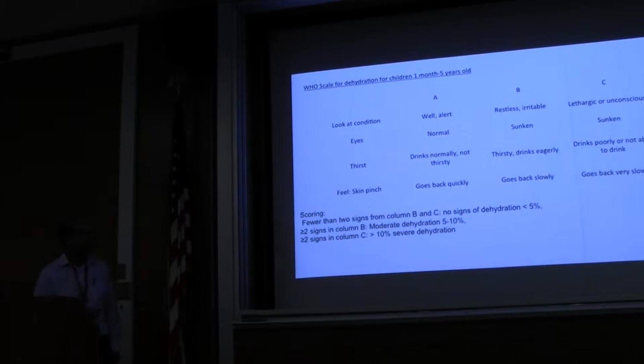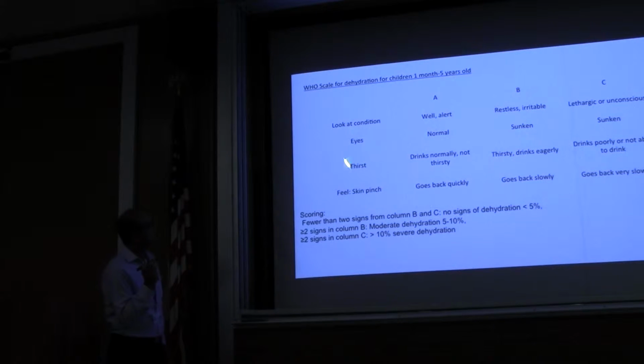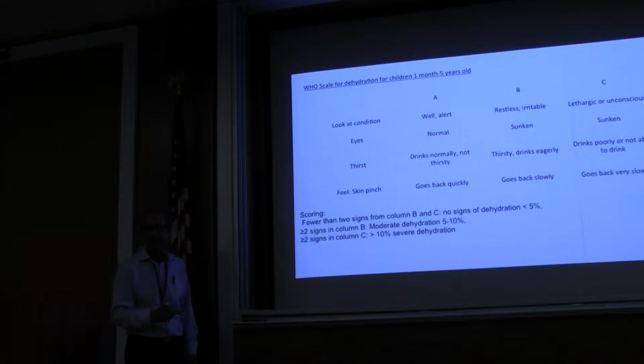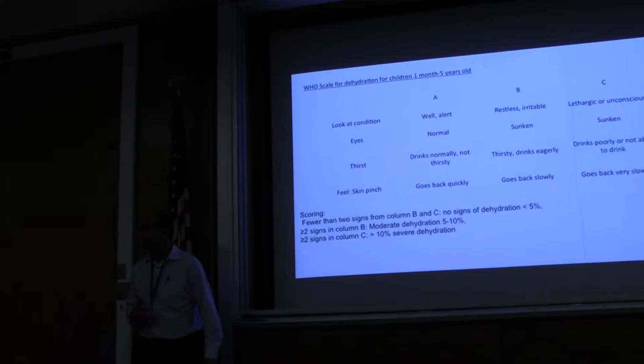And then the WHO is a simpler one also. It just looks at eyes, thirst, and skin fold, and then columns A, B, and C, and it tells you what to do. It's a much simpler way. Fewer than 2 signs, no dehydration. Any 2 in column B, moderate dehydration, and any 2 in column C would be severe dehydration. So another easy way of knowing this stuff.